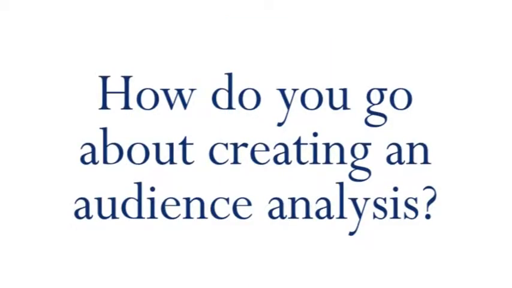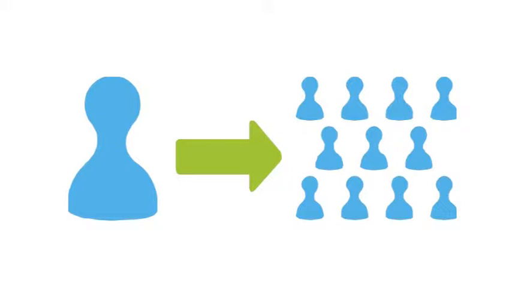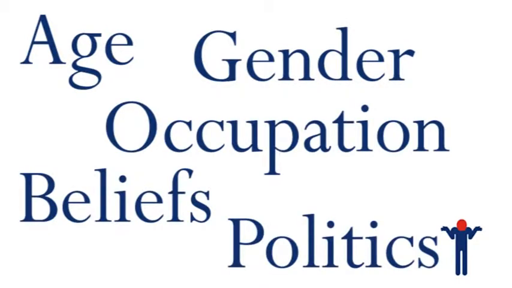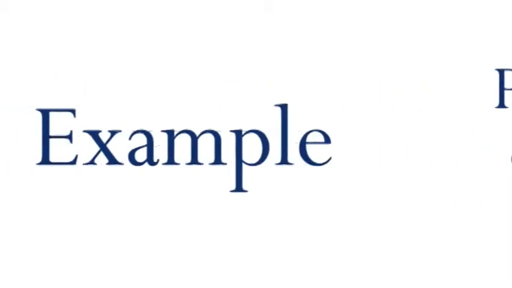How do you go about creating an audience analysis chart? The first step is you want to segment your audience. You want to look at possible ways of dividing this group. Some possibilities are by age, by gender, occupation, beliefs, political party. There's no one best way. It really depends on the situation. Let's look at an example.